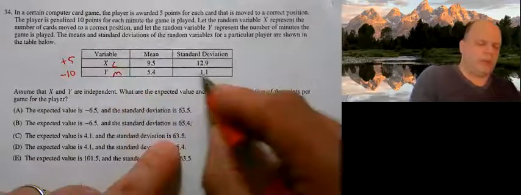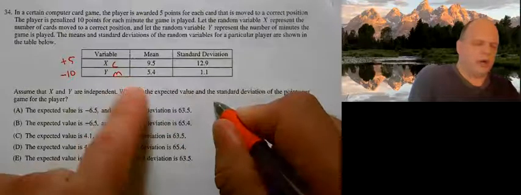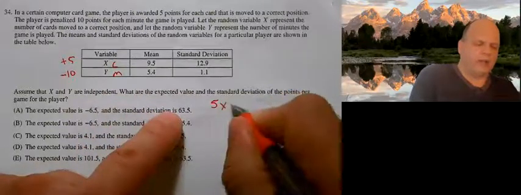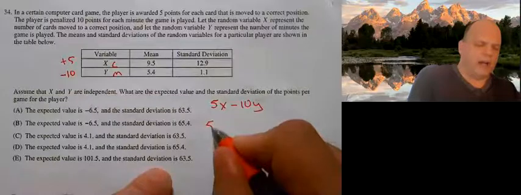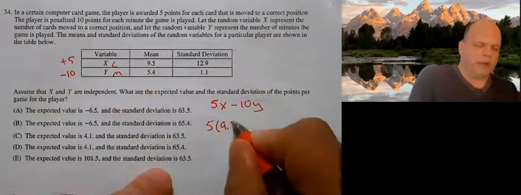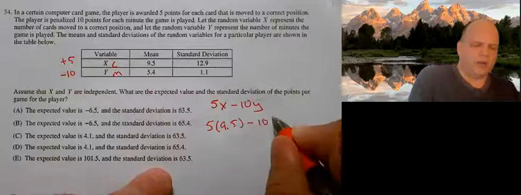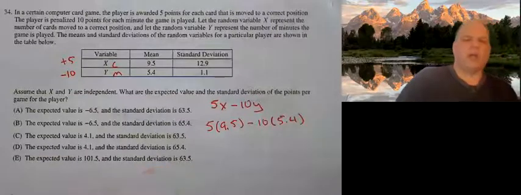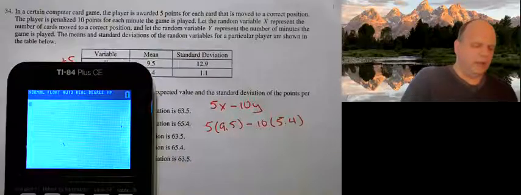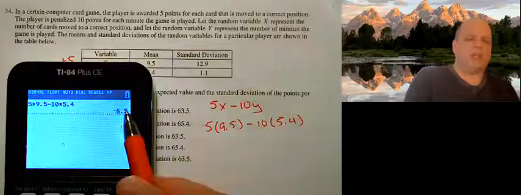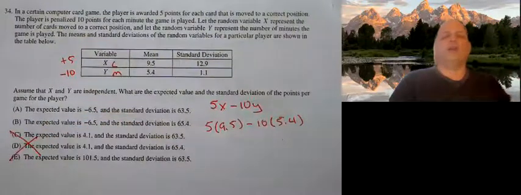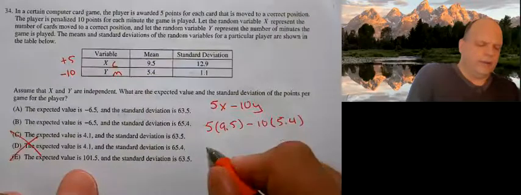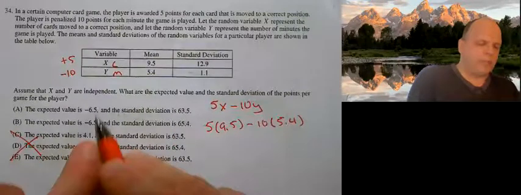So basically, at this point, our equation is essentially 5X minus 10Y. So we're going to do the mean. And we can go 5 times 9.5 minus 10 times 5.4. And if we do that real quickly using the calculator, 5 times 9.5 minus 10 times 5.4, we end up getting a negative 6.5. Well, that gets rid of C, D, and E. They're gone.